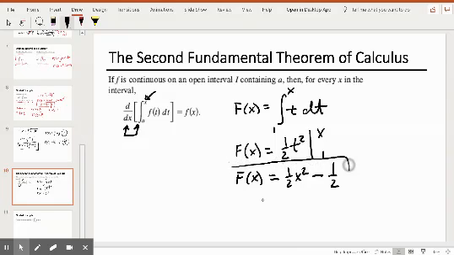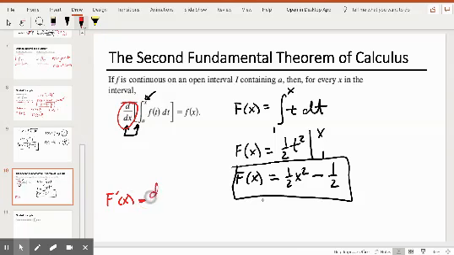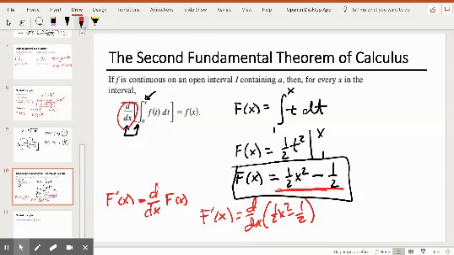Now this is what F of x is, but recall the second fundamental theorem wants us to take the derivative of this. So we can now say that F prime of x is equal to the derivative d dx of F of x. Well, we just found that F of x was equal to all of this. So F prime of x is equal to the derivative of 1/2 x squared minus 1/2. And the derivative of 1/2 x squared is 2x. Well, it's just x. 2 times 1/2 is going to cancel, so it's x. And the derivative of a constant is 0, so we get just x.